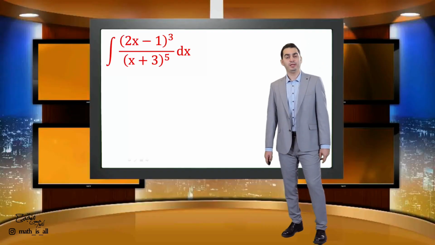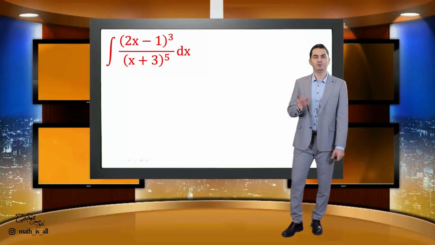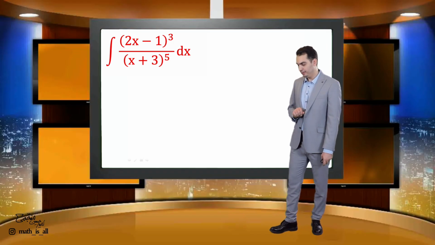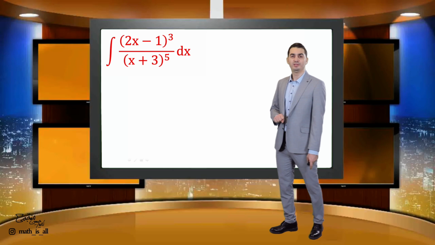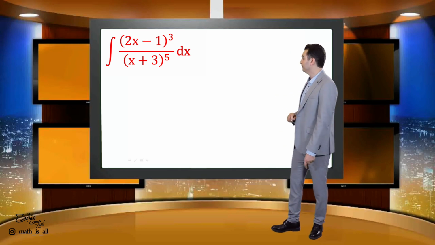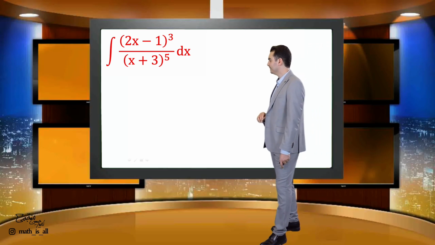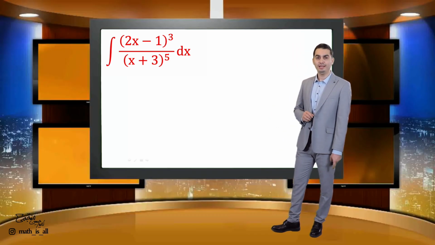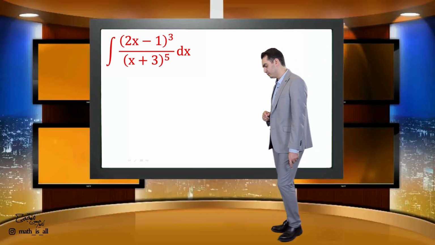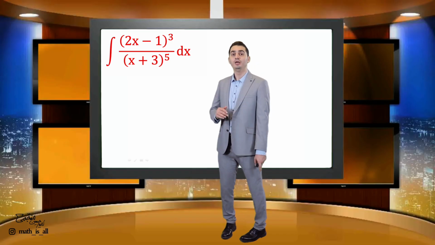The next question is really interesting and creative. We are using the substitution method here. The integral is 2x minus 1 cubed over x plus 3 to the 5th dx. This is a really interesting model. There is a beautiful, elegant code for solving this problem. What is that code? Here is the code.